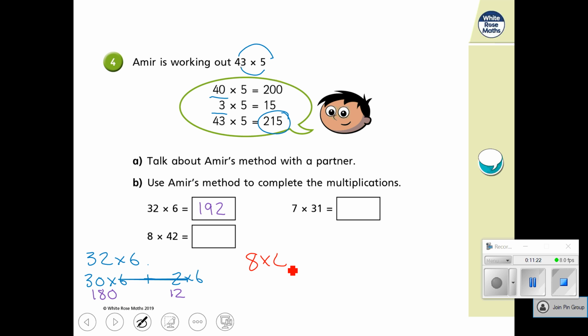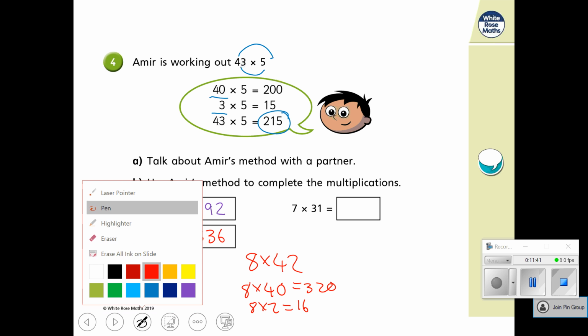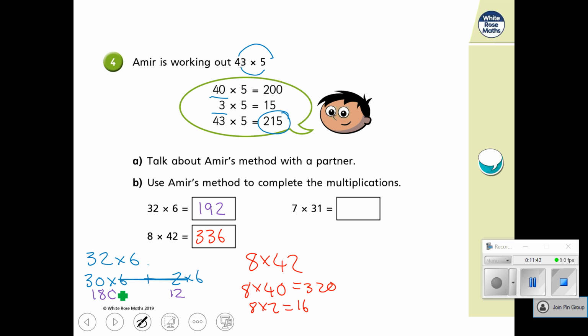Let's change the pen colour again and do the second question. 8 times 42. So I'm going to do 8 times 40, which is 320. I'm going to do 8 times 2, which is 16. I'm going to put the answers together and I am going to get 336. And finally, our last question, 7 times 31. So I'm going to have 7 times 30, which is 210. 7 times 1, which is 7, which means my overall answer is 217.